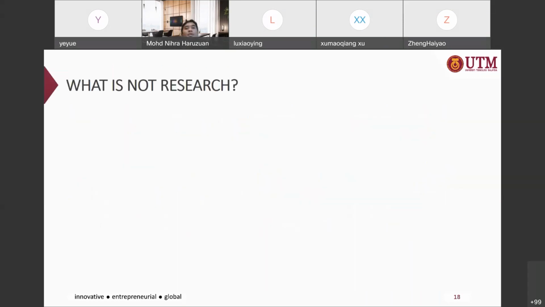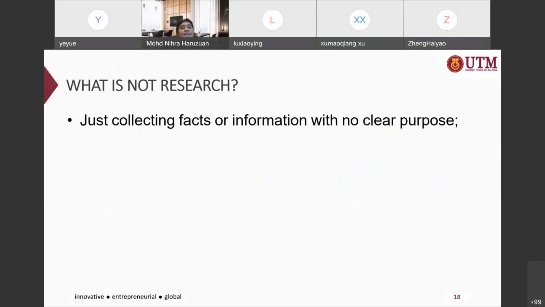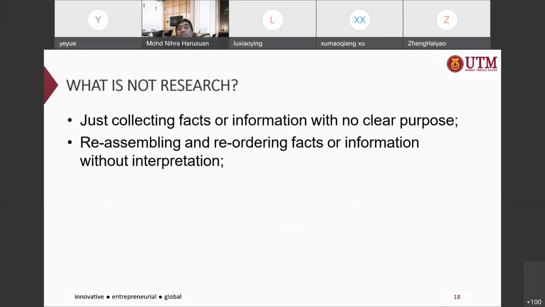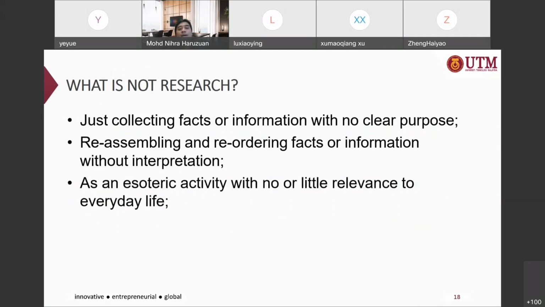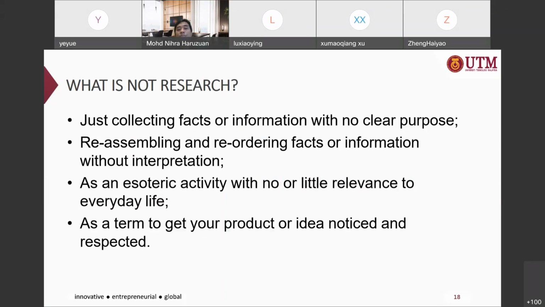All right. So what is not research? This is another question. The one we talked about was what is research. Now, what is not research? When you are just collecting facts or information with no clear purpose, this is not research. Reassembling or reordering facts or information without any interpretation, and historic activity with little relevance to everyday life, and as a term to get your product or idea noticed and respected. This is not research.